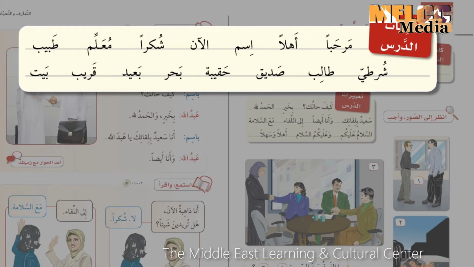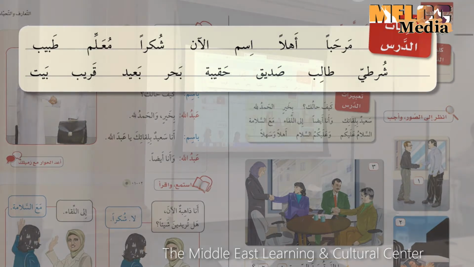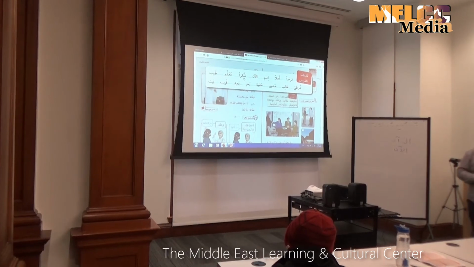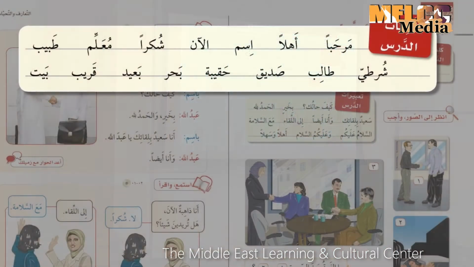Okay, next one. 3 letters. What are they? Bahar, yeah? Good job. Bahar. Or Bahr, because we assume there's a sukun there, which is Bahr. Bahr, which is what? Sea. As in sea, like ocean, sea. Yeah, S-E-A.